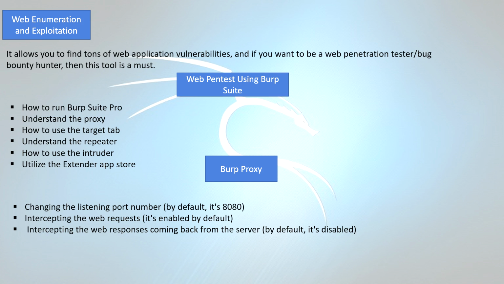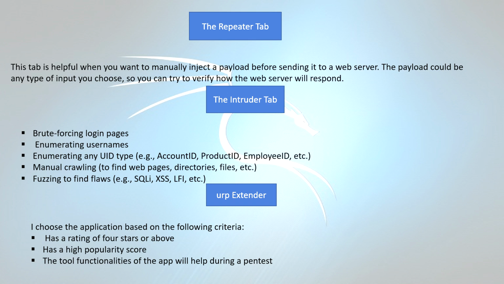First, web application exploration using the browser side. How to use the browser side to understand the proxy, how to use it to test the target, understanding the reference and how to use the interacting. First, the referring tab. This step is helpful when you want to manipulate the payload before sending it to the web server.